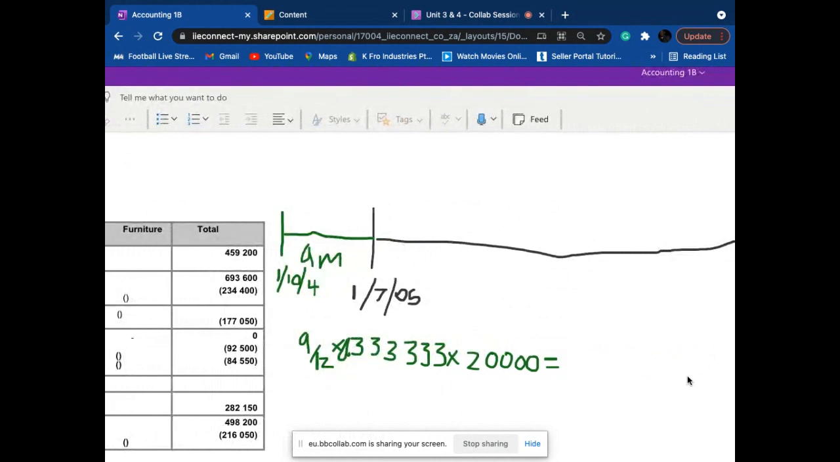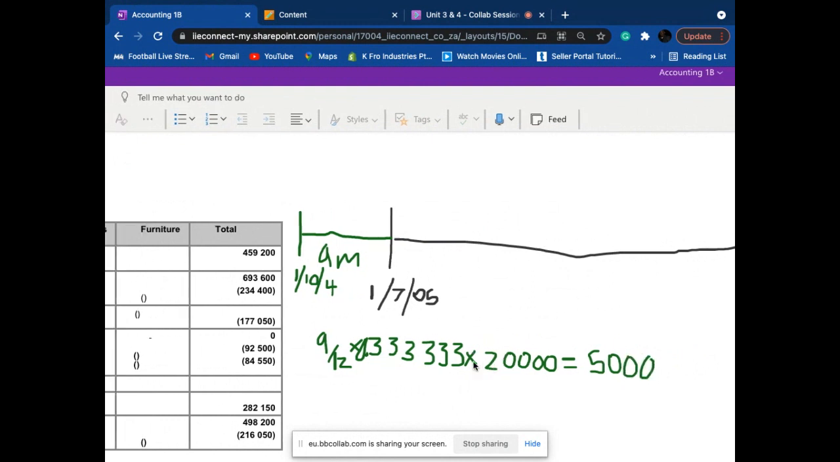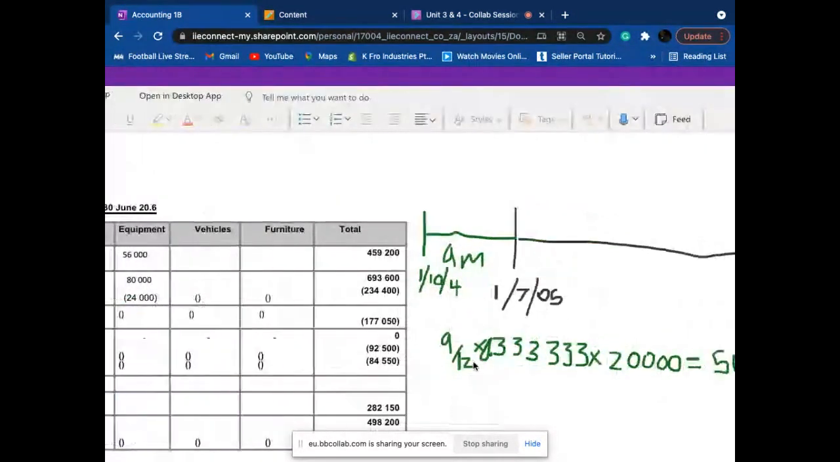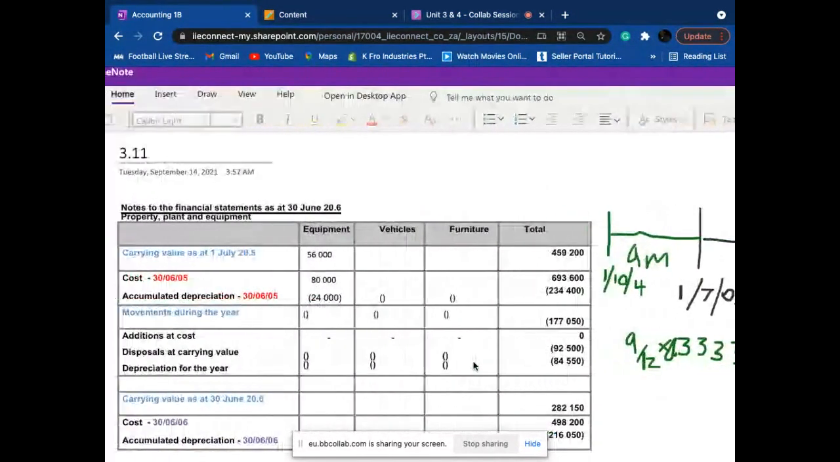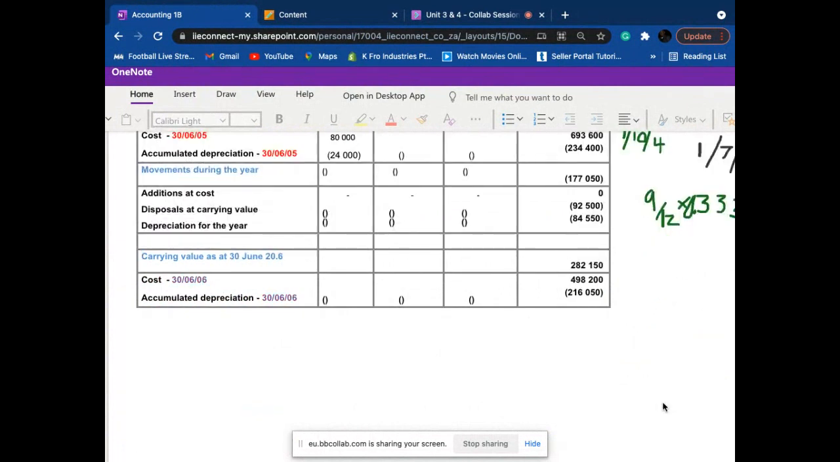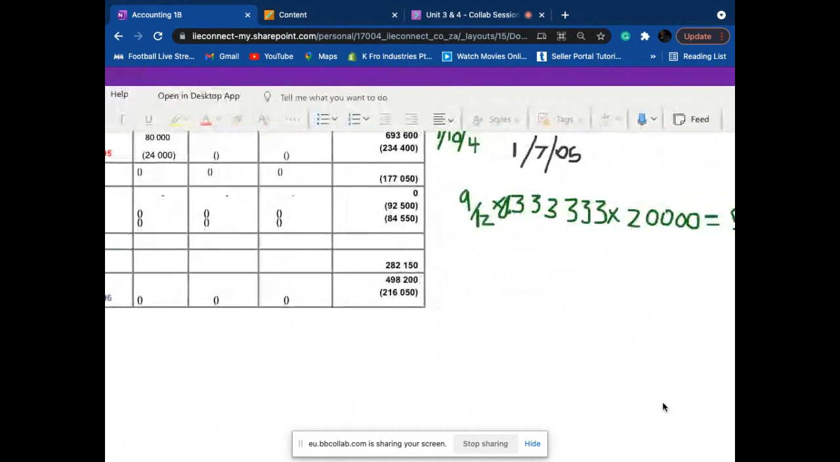Okay. So what's the depreciation on this? 5,000. Rounded off to the nearest rand, right? 5,000. Okay. So that's all the depreciation that we had on this asset that we sold. Okay. Right. So we leave that for now. Okay, cool. We know the depreciation that we had on the asset that we sold.